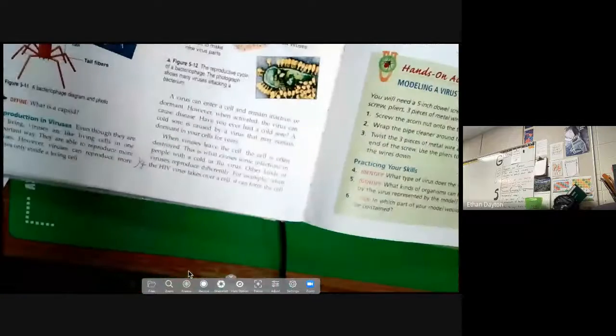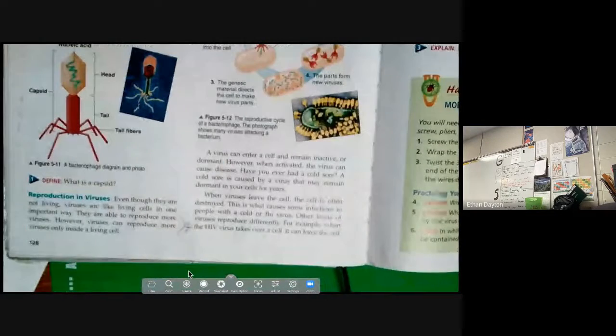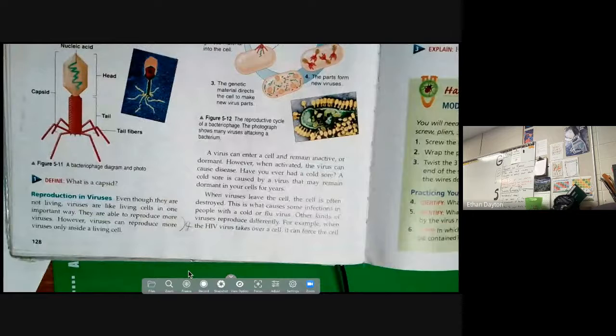A virus can enter a cell and remain inactive or dormant. However, when activated, the virus can cause disease. Have you ever had a cold sore? A cold sore is caused by a virus that may remain dormant in your cells for years. Cold sores usually affect your lips. So you don't constantly have them. The virus can remain dormant, meaning it's not active, and then just come up when conditions are ideal, cells are under stress, and cause it.